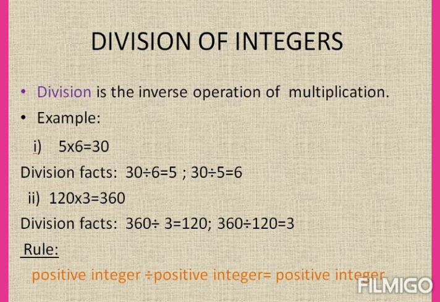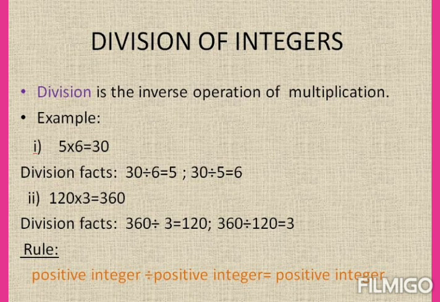Division is nothing but the inverse operation of multiplication. Inverse means opposite. Let us consider a multiplication fact, 5 into 6 equal to 30. Do you know how to write the division fact of this multiplication fact? Yes, you have learnt it in your earlier classes. Let us write it now. The division fact of 5 into 6 equal to 30 is 30 divided by 6 equal to 5. This is one. The second one is 30 divided by 5 is equal to 6.